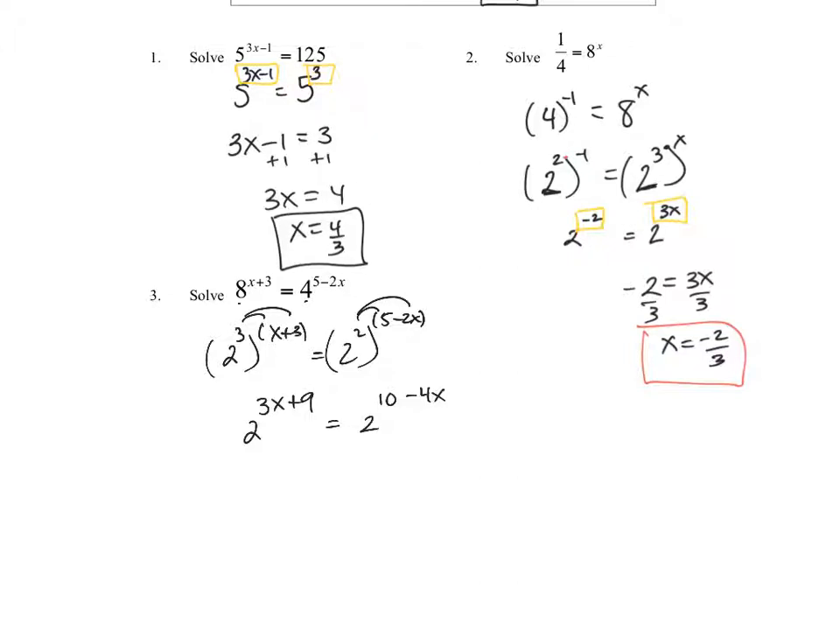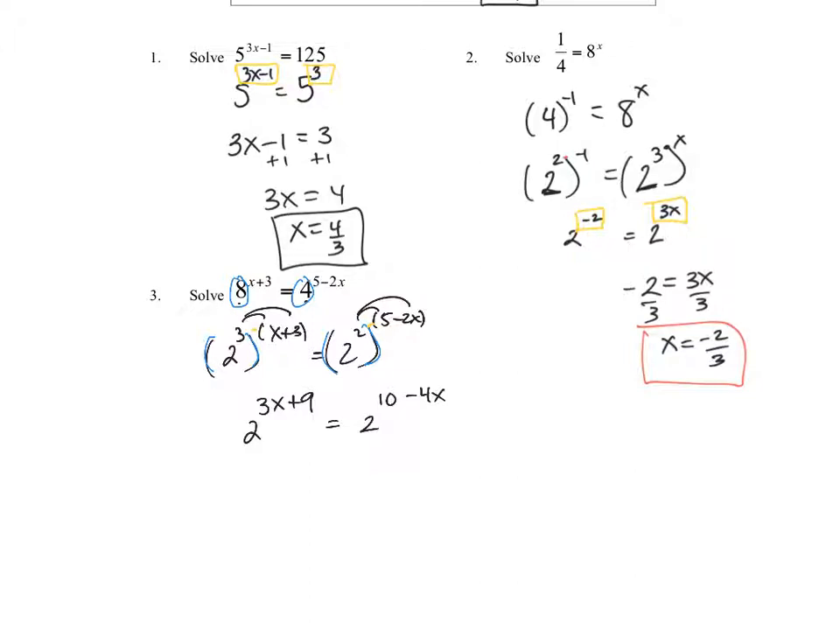All right, so we'll rewrite the 8 in terms of 2 cubed, and then rewrite the 4 in terms of 2 squared. And then we get to multiply our exponents here. So you distribute your 3, distribute your 2. Okay, so we should have 2 to the 3x plus 9 is equal to 2 to the 10 minus 4x.